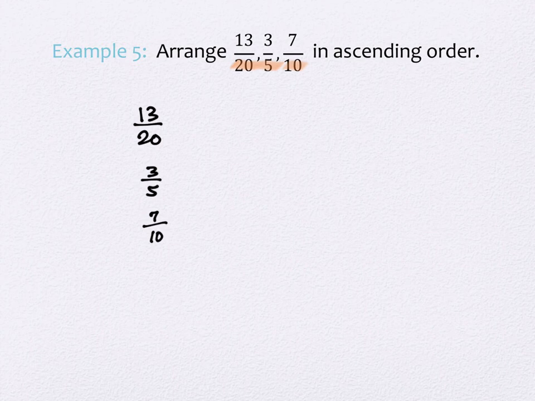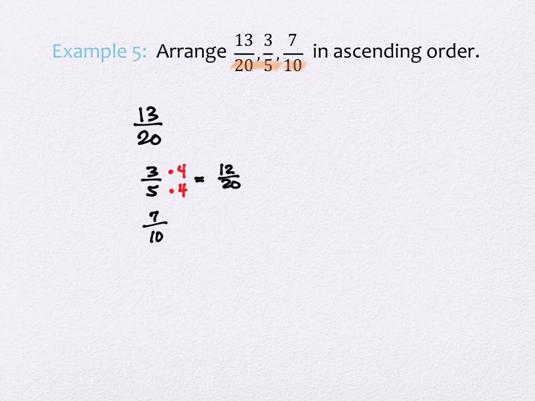20. 20 is a really nice number for this. The first one's already in something over 20. It's 13 over 20. The 5 would need to be multiplied by what? 4. So that would actually end up giving me 12 over 20. Get the numbers right.